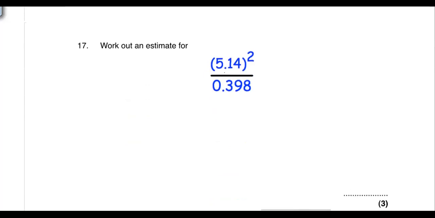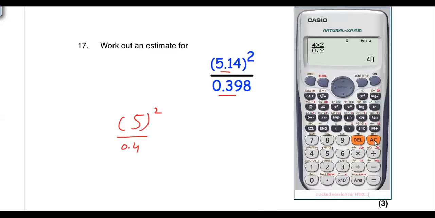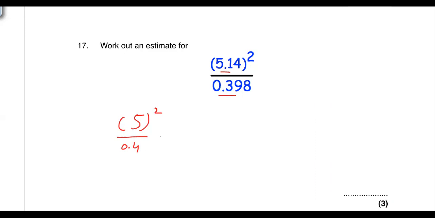Now next one, again rounding to one significant figure. If I round to one significant figure, it will be 5. So 5 squared over, rounding to one significant figure, it will be 0.4. Because you know in the whole part we write the remaining digits as 0, but in the decimal part the remaining digits we don't write 0. We just round to one significant figure directly. So now it will become 5 squared divided by 0.4. So we'll get 62.5.